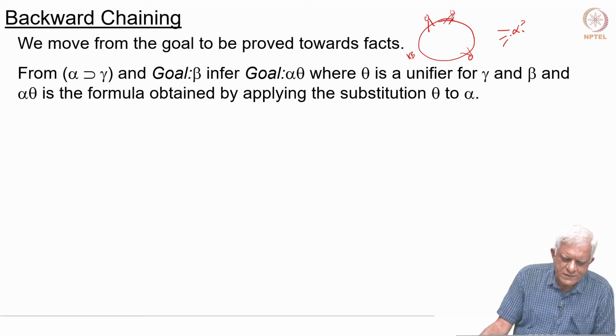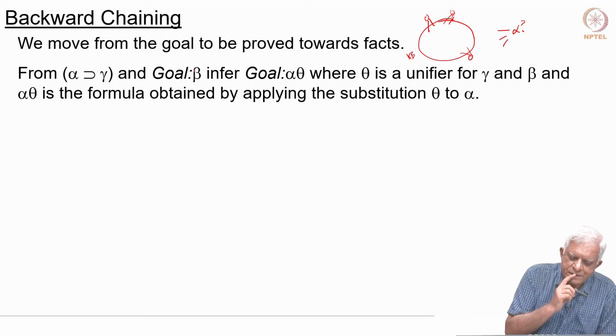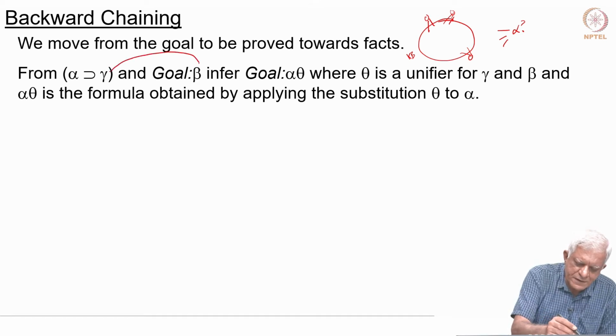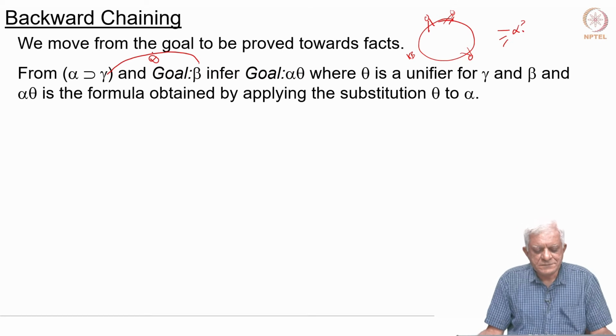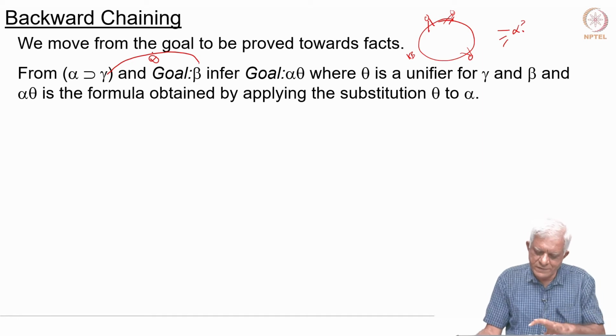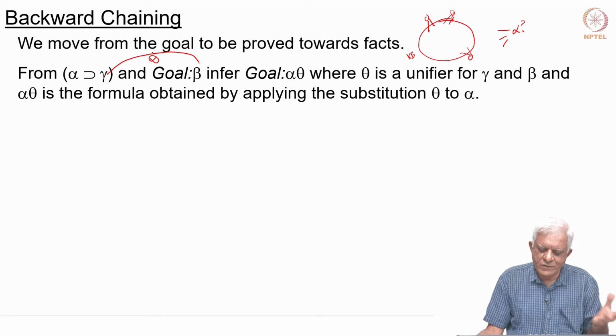You are given a rule or an implication statement, alpha implies gamma, and you are given a goal beta essentially. You want to somehow prove that beta is true. When can we use this rule? So, from beta, if we can match beta with gamma using one substitution theta or unifier theta, then we can say that if you want to show that beta is true, that beta is the goal, you can regress to the goal: show that alpha is true, or make alpha the goal, but not just alpha, alpha with the theta substitution applied.